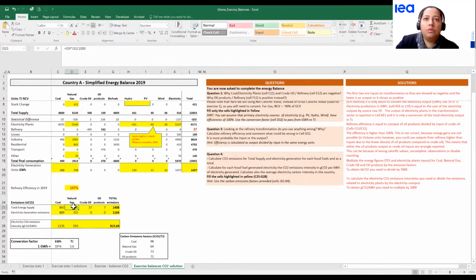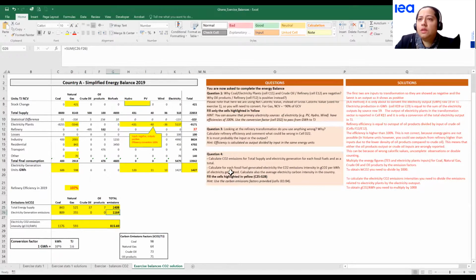And it's the same formula for gas. You take your gas total supply, multiply by your natural gas carbon emission factor, and divide by 1000, same for the others, and your total emissions are the sum of those. For electricity generation emissions, you would take your electricity input, remove the negative sign again, multiply by the emission factor of the fuel, and divide by 1000 again to adjust for the unit, and the total is just the sum.